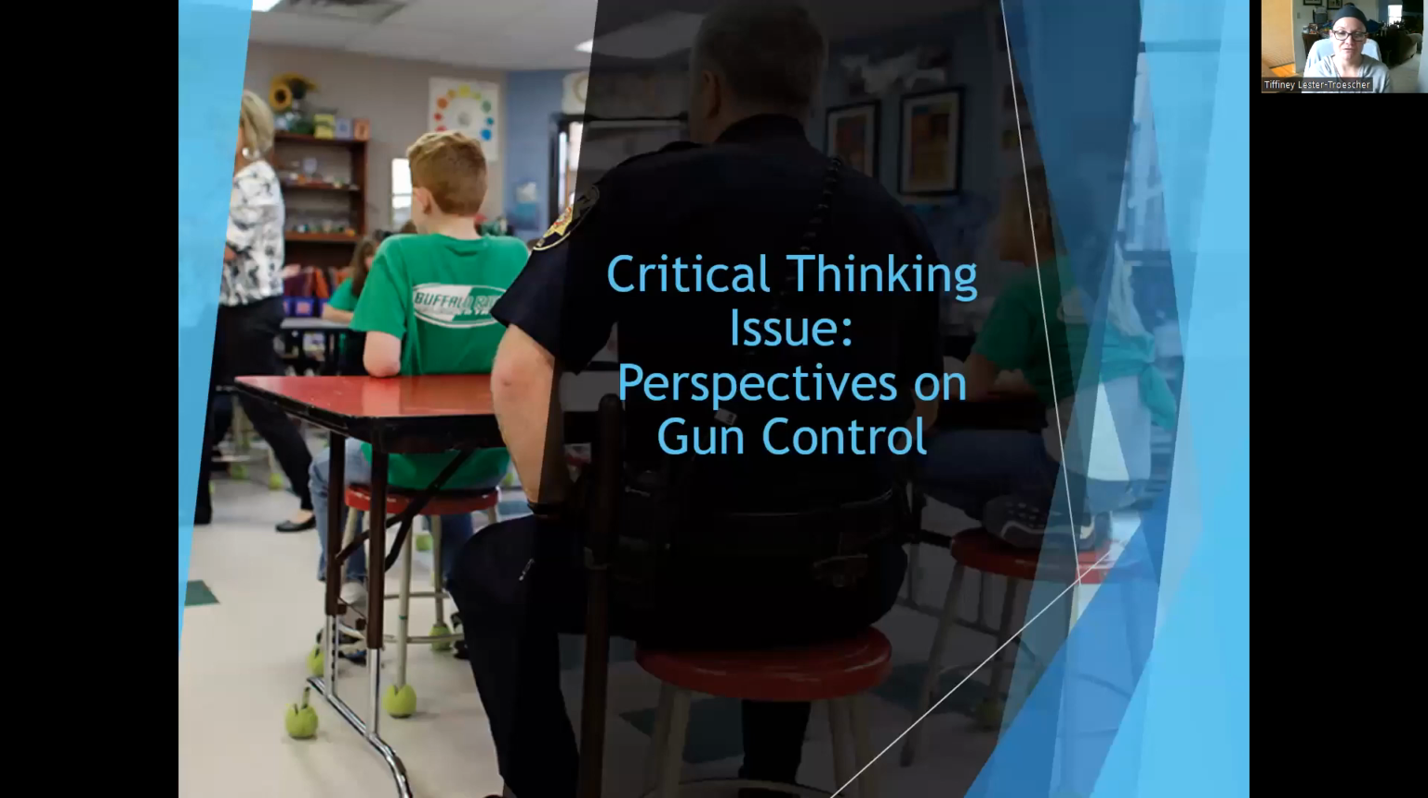Our critical thinking issue this week is perspectives on gun control. So you will need to read that at the end of chapter 5, and that is part of your critical thinking issue assignment for this week. But think about how some of those informal fallacies find their way into the national debate of gun control. Okay. All right, so that is it for chapter 5.